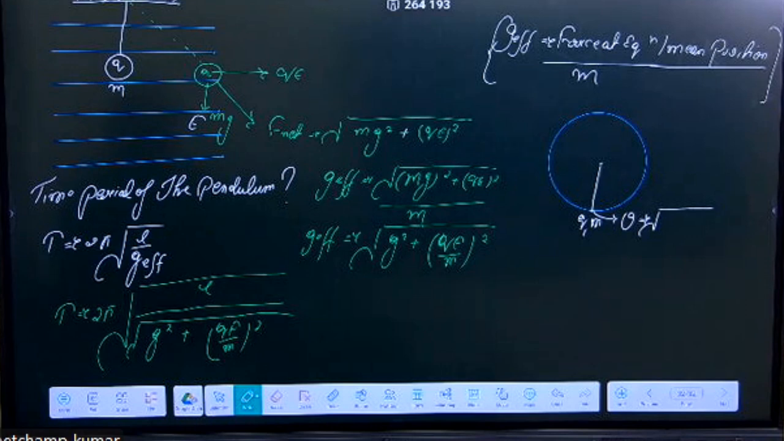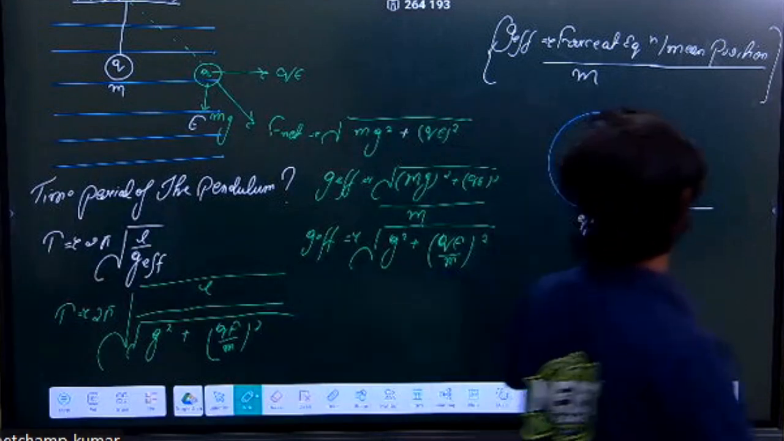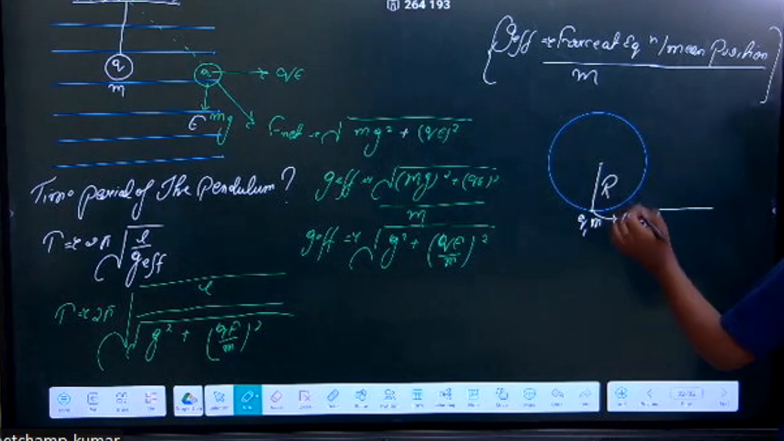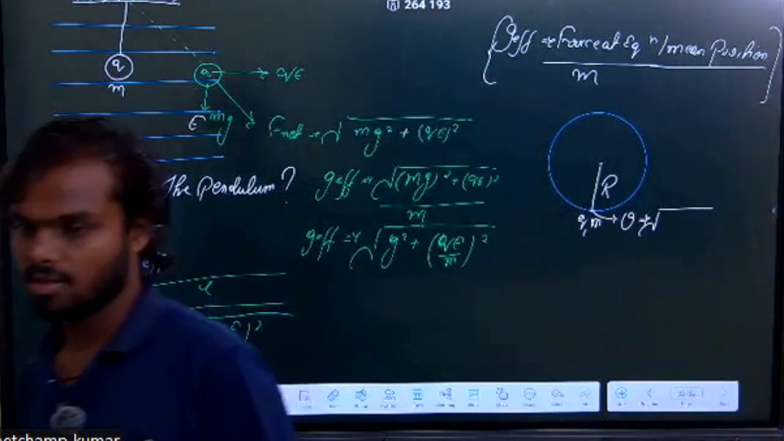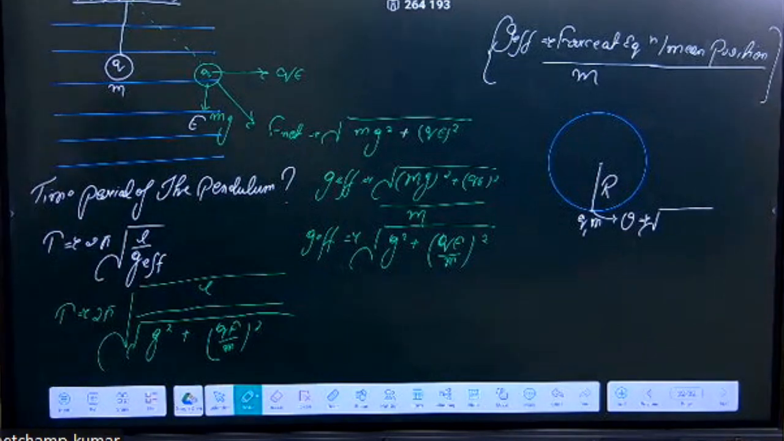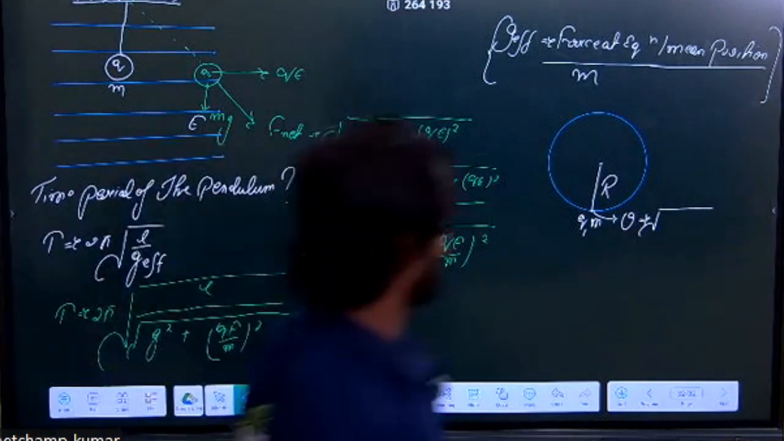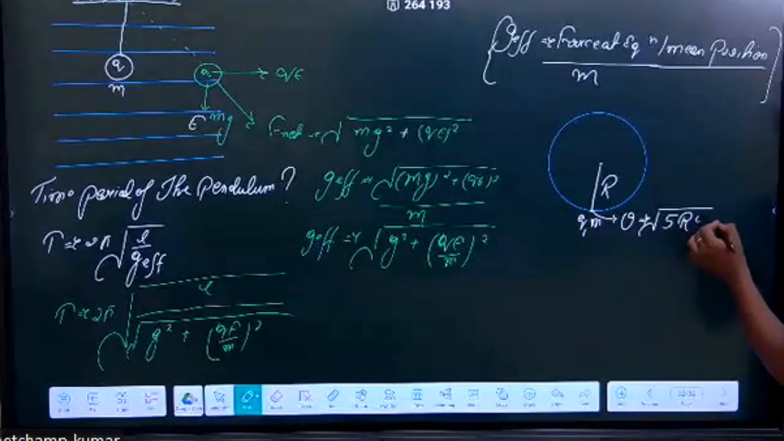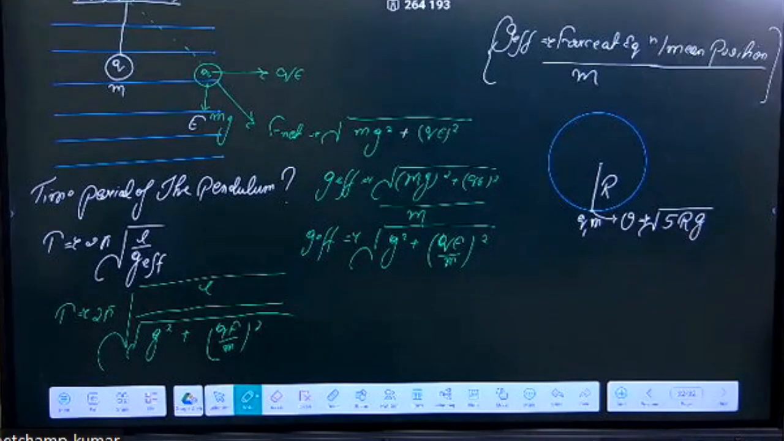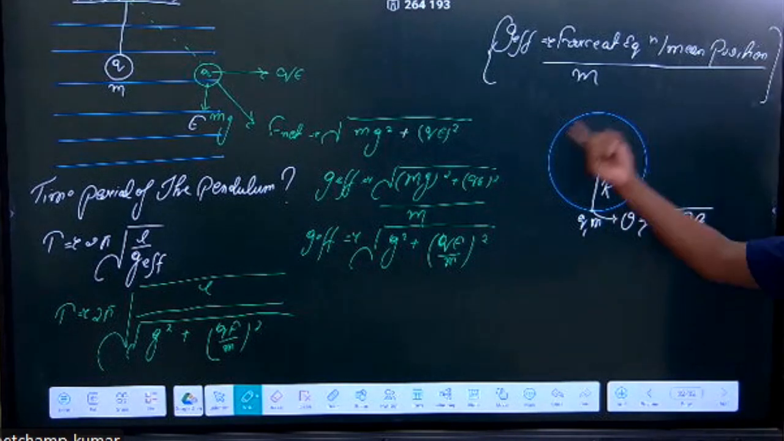Anyone remember what is the minimum velocity we required here? Suppose this radius is r. What is the minimum velocity we require to complete this circle? Anyone remember? No? Okay, sir. The velocity we required is root 5 rg. This much is the velocity we required to complete this circle. If I want to complete the circle, I require this much velocity.